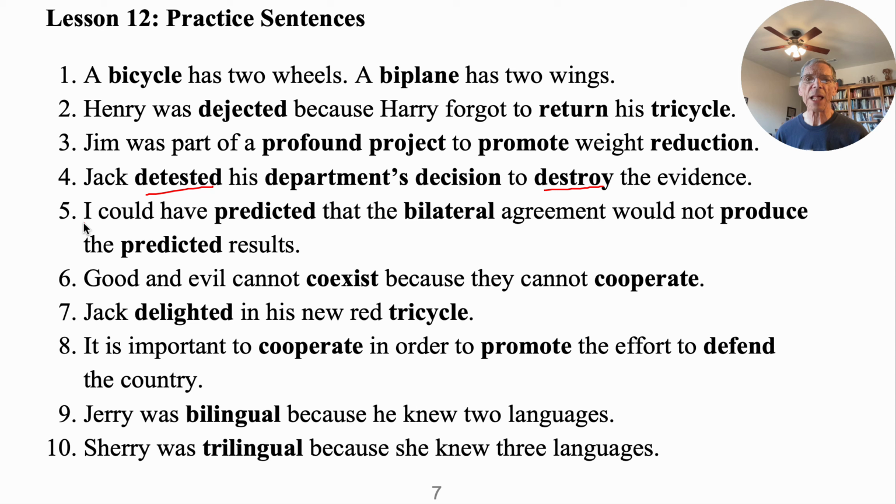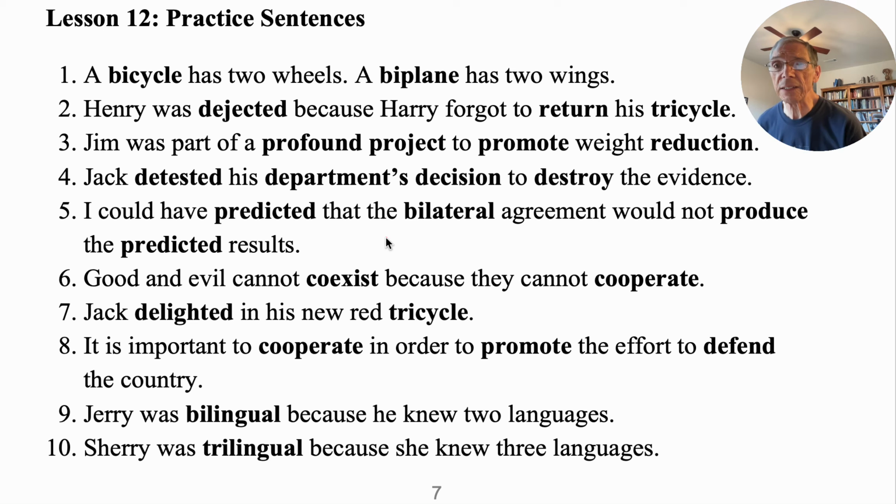Number five, I could have predicted that the bilateral agreement would not produce the predicted results. You notice how I read that in phrases. I could have predicted that the bilateral agreement would not produce the predicted results. So that's three more or less what we call breath groups.